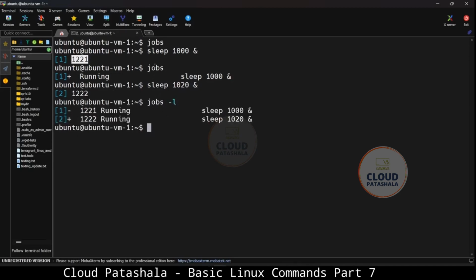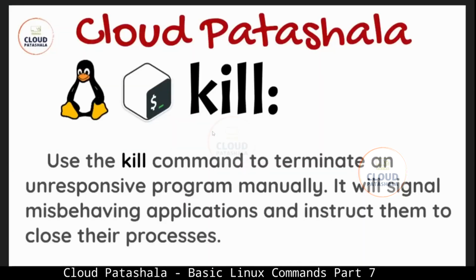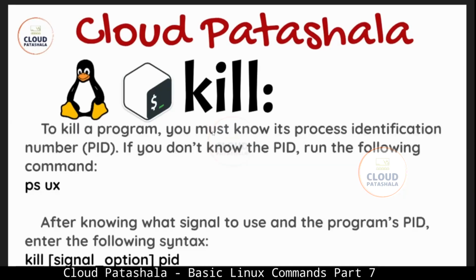Earlier in the case, if I just ran jobs, I just saw the status of the jobs, whereas if I do a -l, we would also get the ID of the job, or the PID of the job that is actually running. The next command that we would be looking into is kill. We use the kill command to terminate an unresponsive program manually.